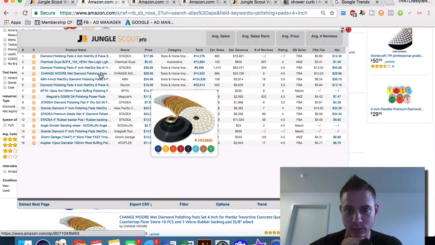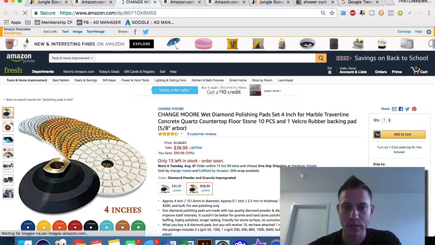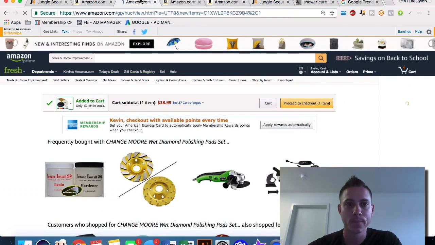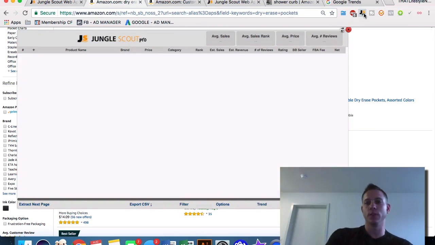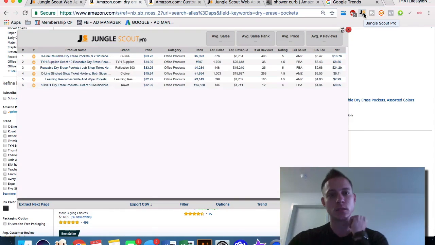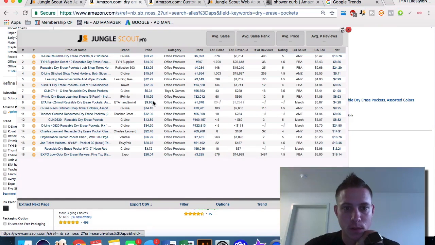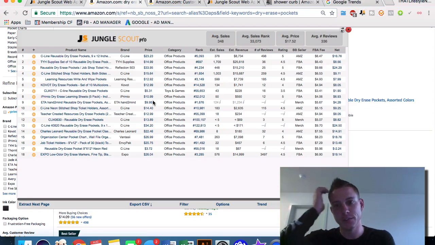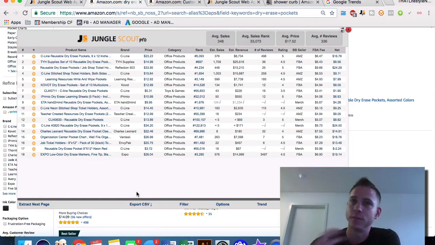So we have 33,000 monthly revenue with only 9 reviews. So we're going to add this one to cart. Okay. Then we're going to do the same thing here for the reusable dry erase pockets. Office products. Great price range. Some of them are a little bit low. You want to kind of be at that 15 range when you're selling things on Amazon FBA, just because of fees, fulfillment fees, referral fees, things like that. It kind of makes the profit margin worth it.